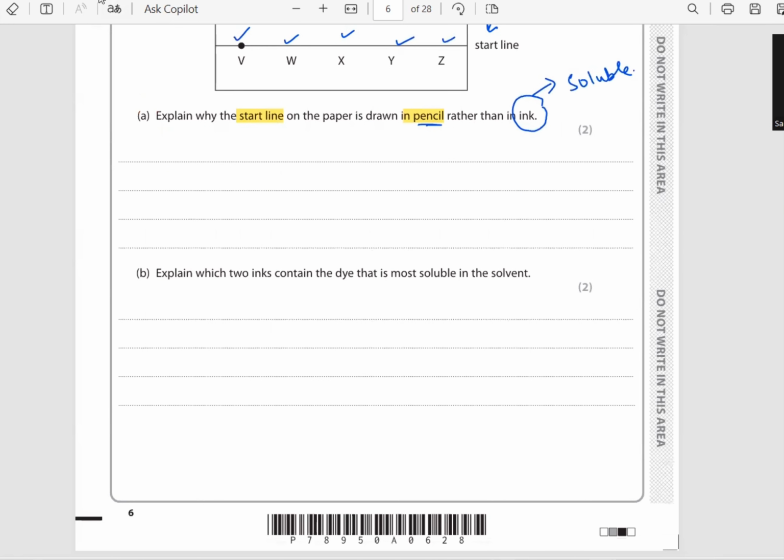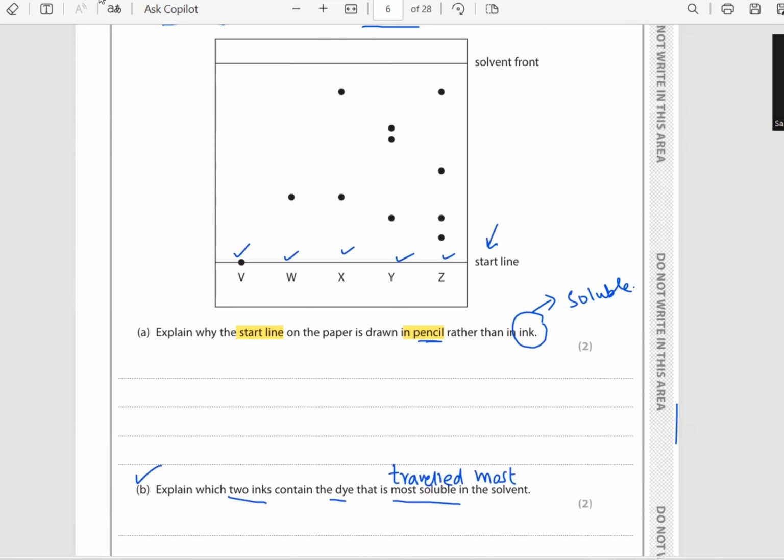Explain question number B. Explain which 2 inks contain the dye that is most soluble in the solvent. You have to see which one traveled most or moved further up. Let's see the chromatogram. We have seen that there are 2 dyes which have traveled the maximum distance, X and Z.